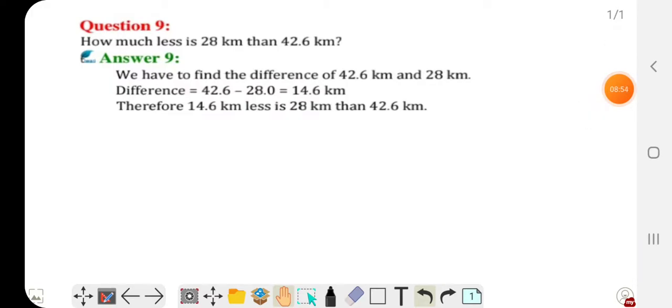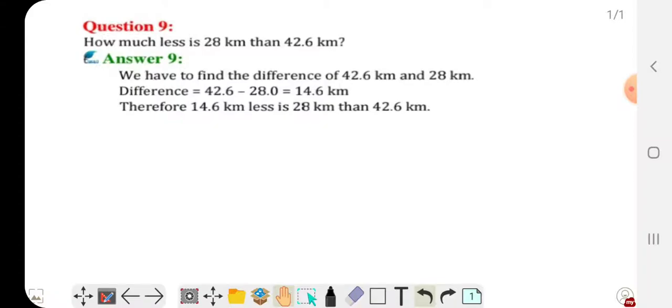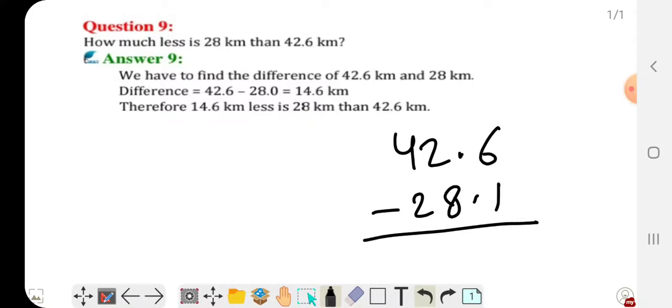Question number 9 is, how much less is 28 kilometer than 42.6 kilometer? We have to find the difference of 42.6 kilometer and 28 kilometer simply. Okay, for this we have done 42.6 minus 28.1. On subtracting, what we get, sorry, it's 28.0, so it will be 6, and 12 minus 8, it will be 4, and it will remain 1. So 14.6 is the difference between 28 kilometer and 42.6 kilometer.